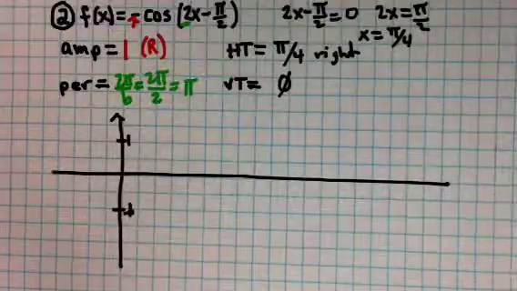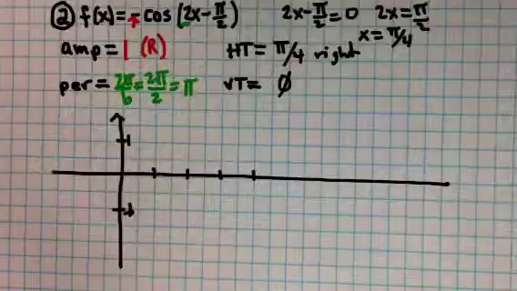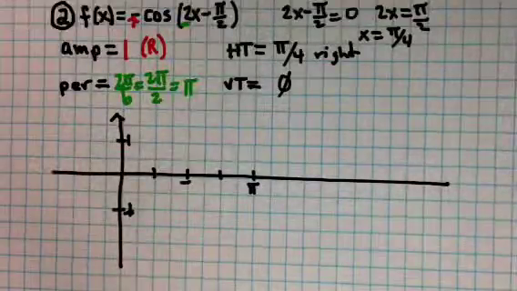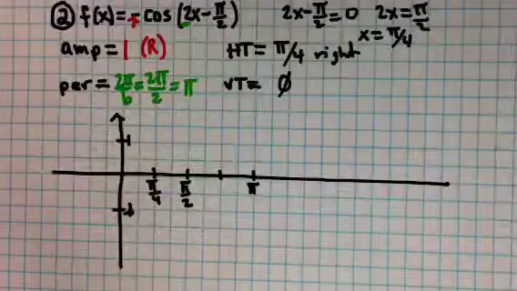And for this one, the period is pi. So I'll do the same thing. Every two little squares, I'll put a tick mark and I'll label that pi. So that means that this is pi over 2. This is pi over 4. And then this would be 3 pi over 4.